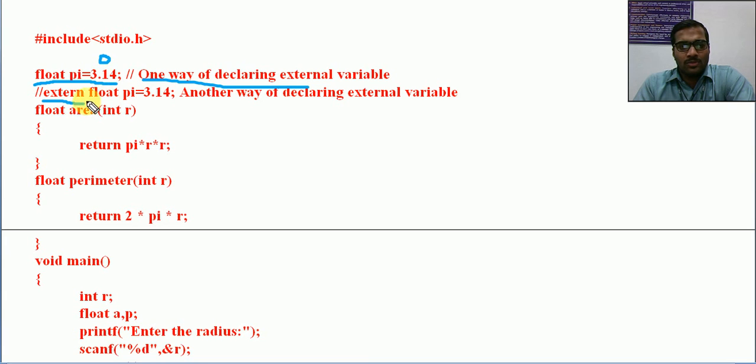We can use either of these two. If you don't use this extern, then also depending on the position where it is being declared, the visibility or the storage class definition will be done. So extern float pi is equal to 3.14. One variable pi is declared, and the initial value is given as 3.14. We can assume that this variable pi can be used with various functions, because it is written globally. So whatever functions are following, there we can use this particular variable.